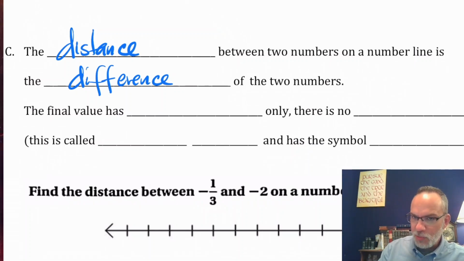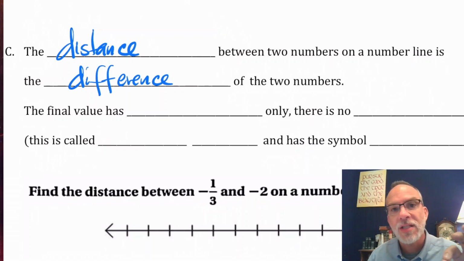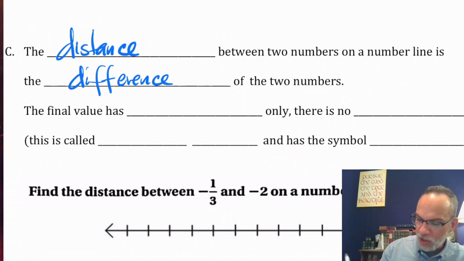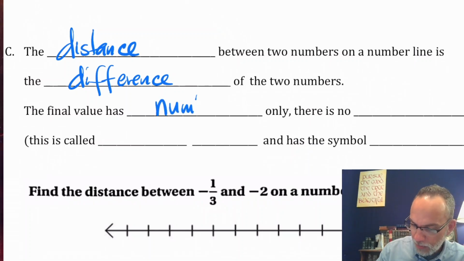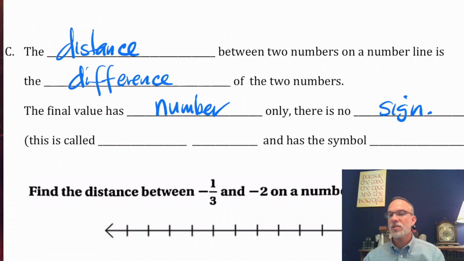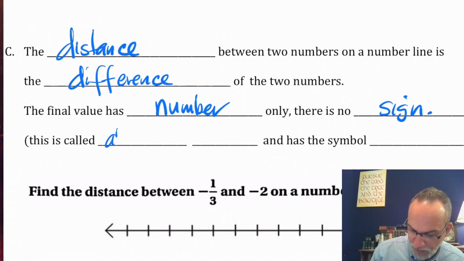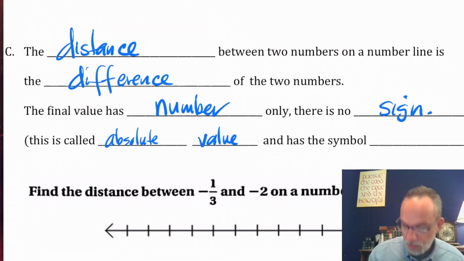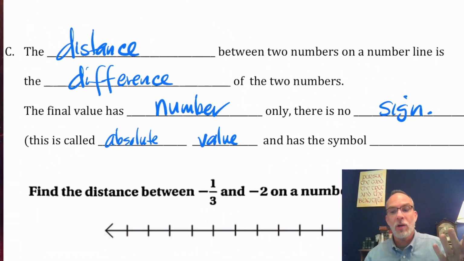So just subtract the two numbers from each other. It doesn't even matter the order, because all you want is the number. You don't want the sign. So the final value has number only. There is no sign. Distance is just the magnitude. So this is actually called absolute value. In other words, it's the size of the number only. Don't care which direction it is.